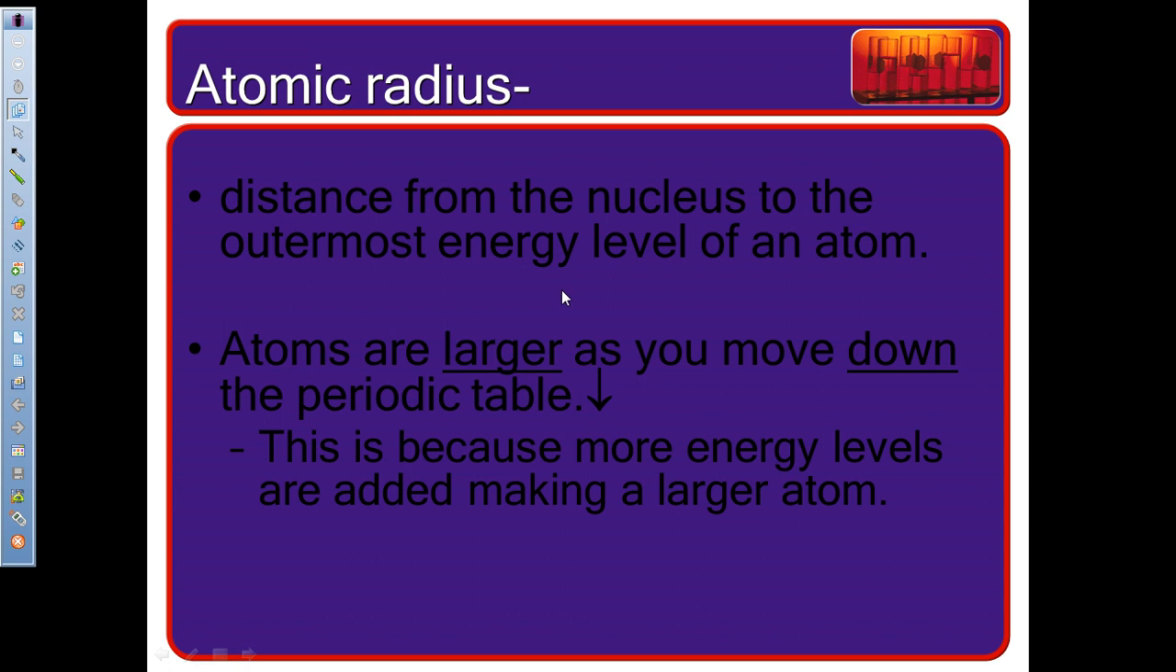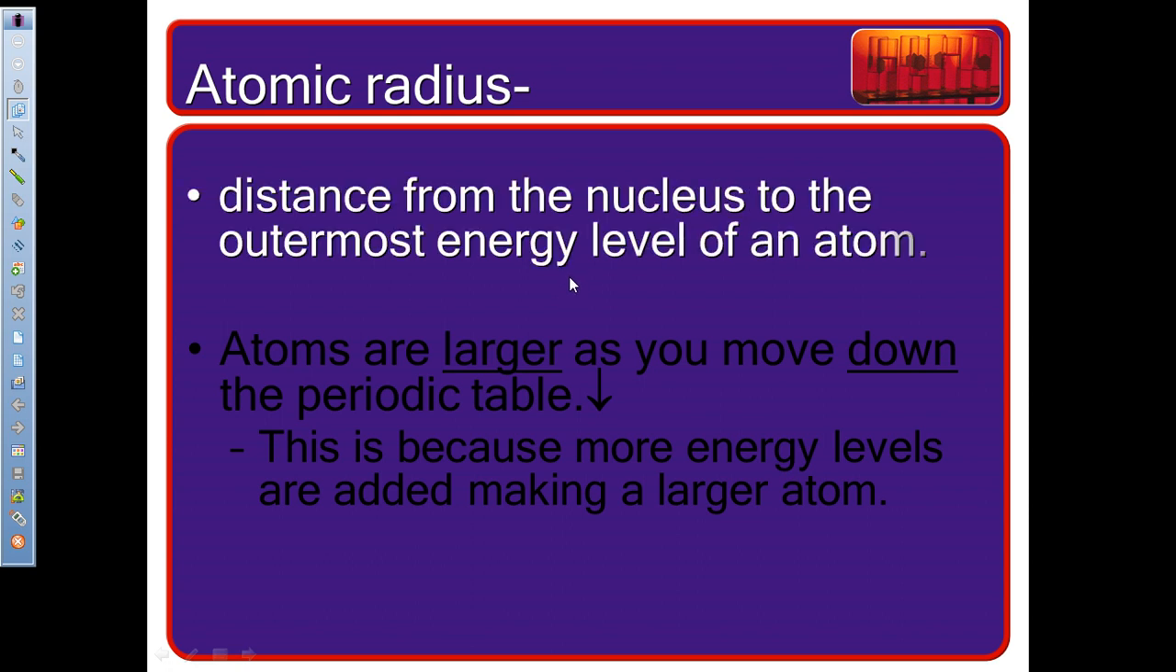So atomic radius, just like you think of a radius of a circle, is the distance from the center out. It's the distance from the nucleus, where the center of the atom is, to the outermost energy level. So basically it's the size of the atom. As we learn these trends, we are going to talk about the most typical. You can Google and look at some periodic tables, and you're going to see some exceptions, because unfortunately there are always exceptions.